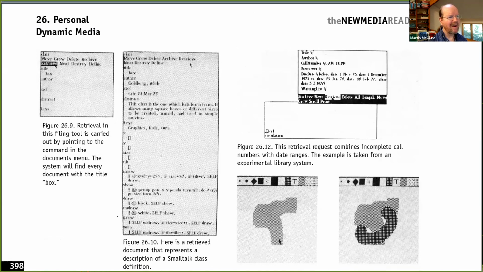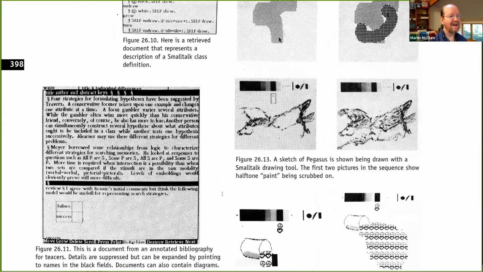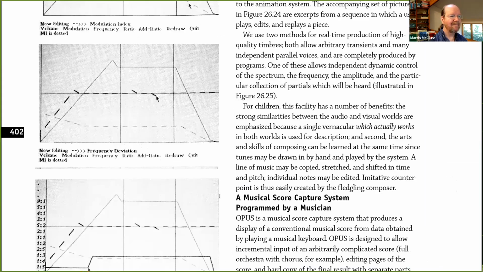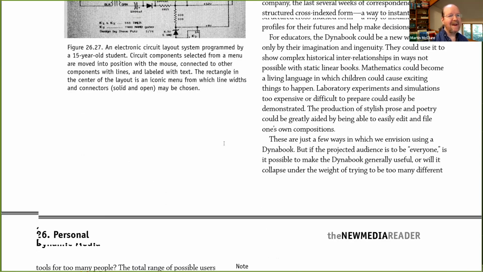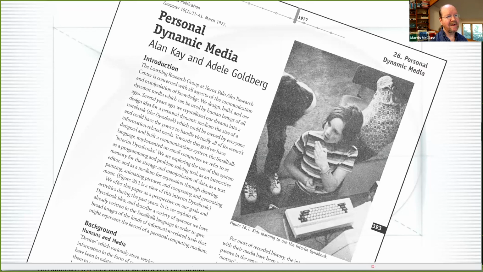And here's some Smalltalk code that doesn't look very familiar. I think it may be Smalltalk 72, possibly 76 code. And they were doing music, and a 15-year-old wrote an electronic schematic editor program. And they talk about how we can do all of this in the Smalltalk language, and they don't talk about what the Smalltalk language is. That was very frustrating.